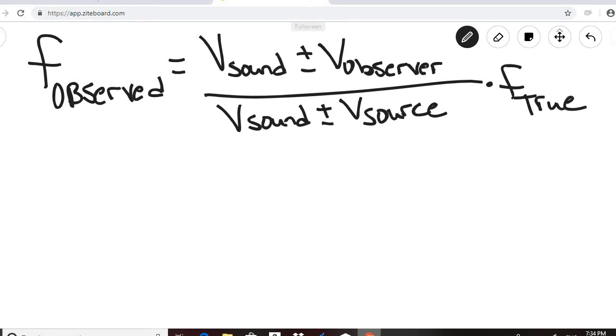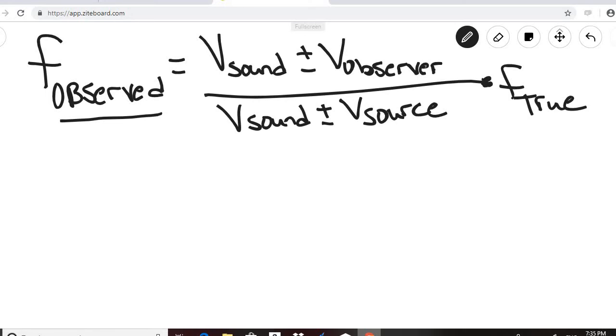Okay, so what frequency will be heard? It depends on two things: the velocity of the observer and the velocity of the source, and then you multiply that times the true frequency to get the observed frequency. The velocity of the sound is just the speed of the sound that is being emitted. So that's obviously dependent on temperature, so you can calculate that if you are given the temperature.